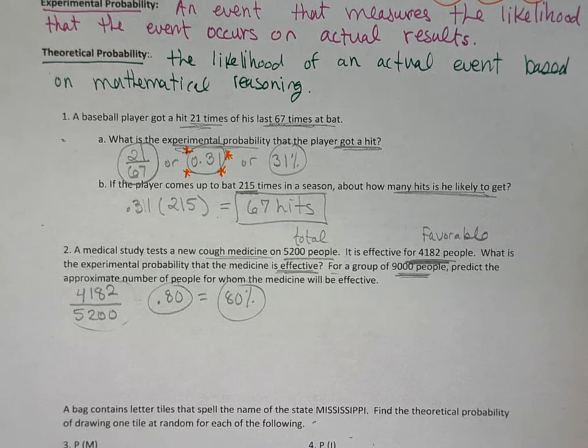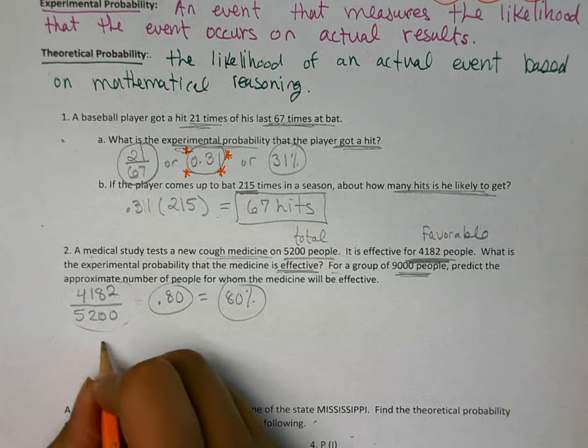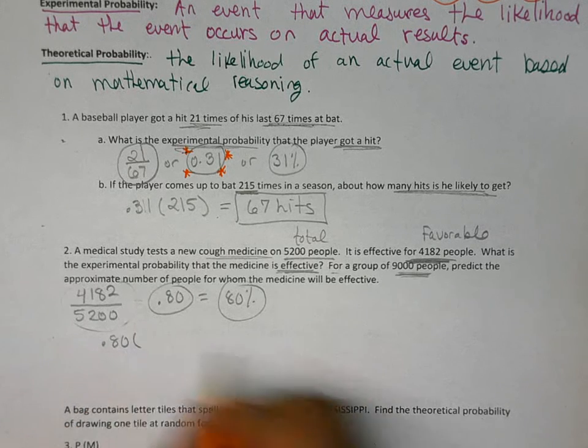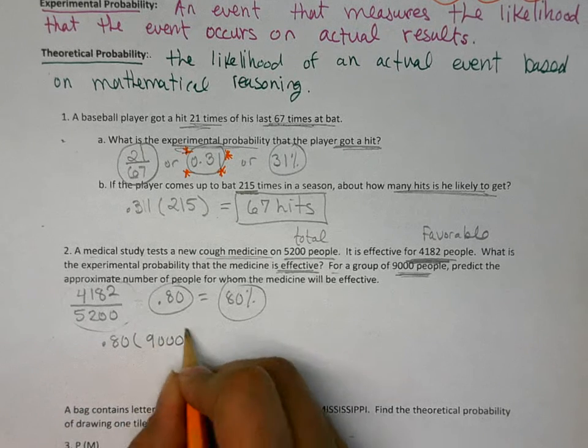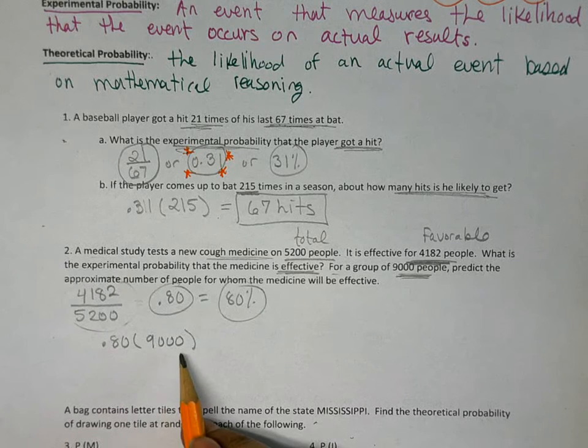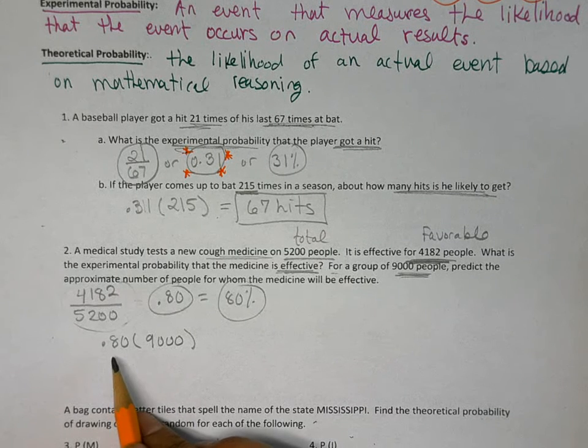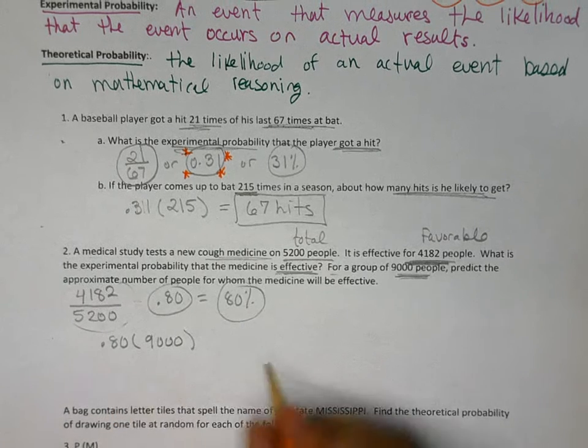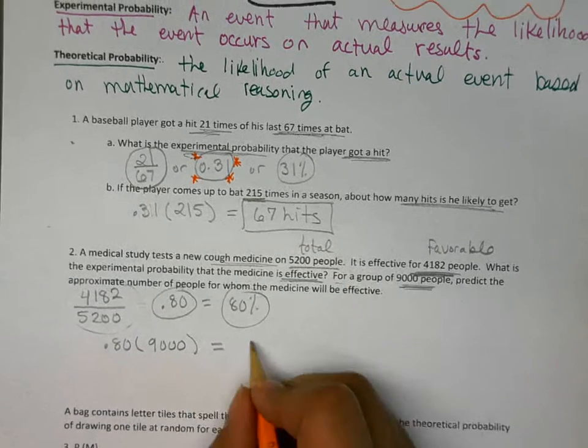What do we multiply? Giselle? Good job. The percentage of it working times the 9,000. If we left it as 80%, do I have to change it to 0.80? Yes. If you write it as a percent, you have to change it back to decimal form. All right, plug it in your calculator. How many people?